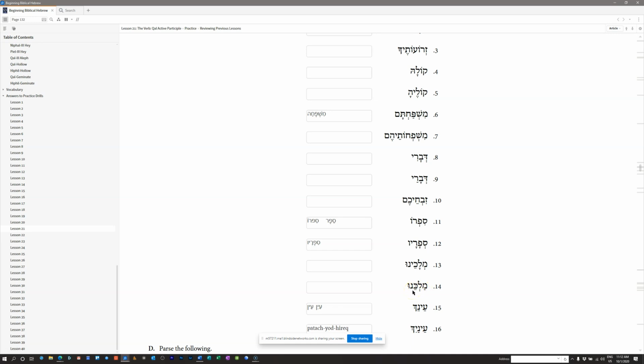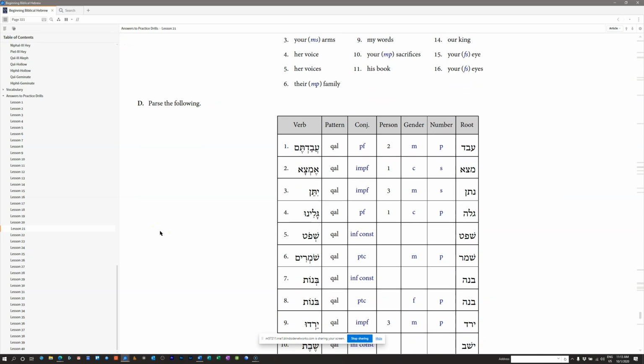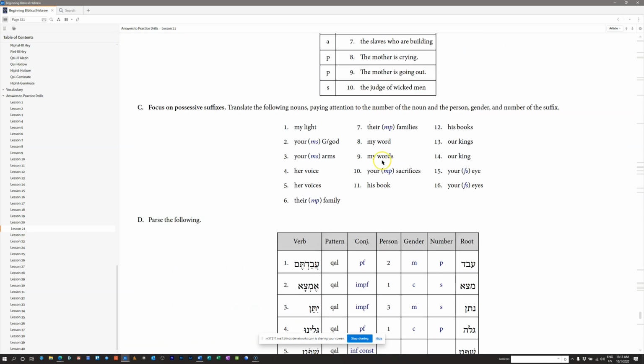Malkenu. When does the dagesh appear? When does it not appear? Oh, well, here it appears just because we've got... So this is going to be... I guess this is just the singular form is the only difference? Yeah. Okay, so here we've got our kings, and this must be our king. Let's double check that. 21D, or C, I guess. Yeah, our kings and then our king. Okay, fair enough.